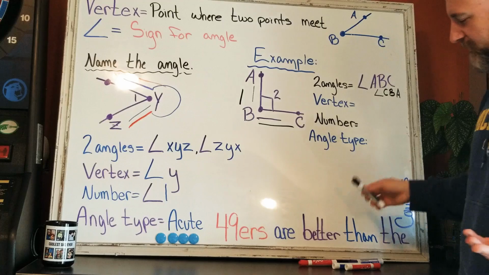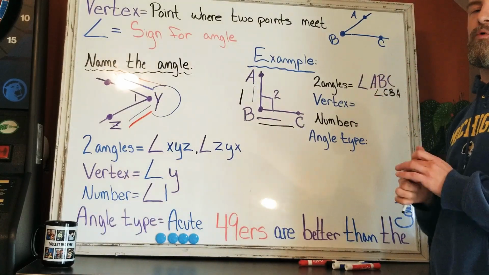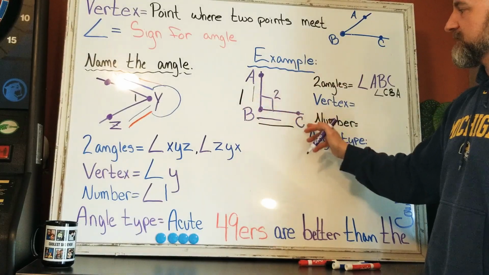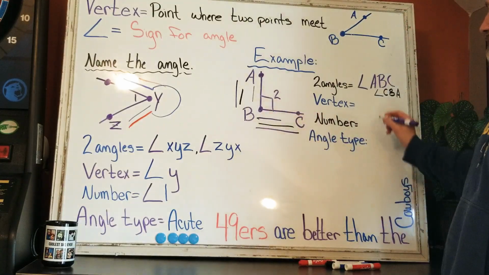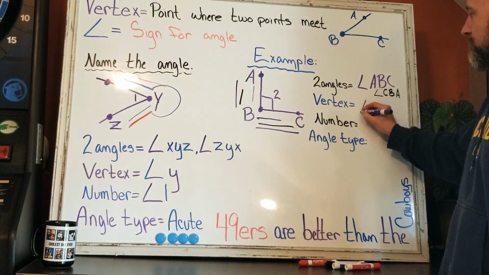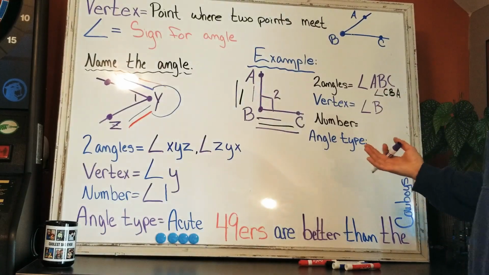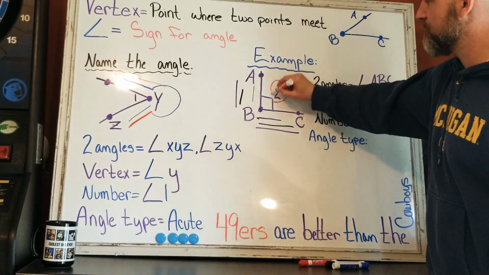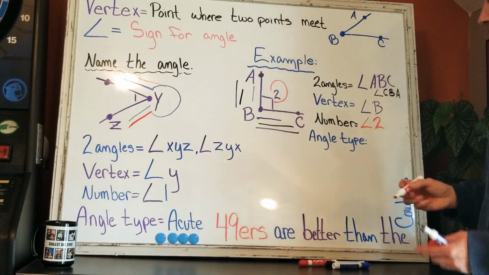Vertex. What is the vertex? Remember, it's the point where 2 points meet. So we have A to B and C to B. So A to B, B to C. So our vertex would be B. All right, what is our number in this one? Now look around. We see that we have the number 2 here. So it would be angle number 2.